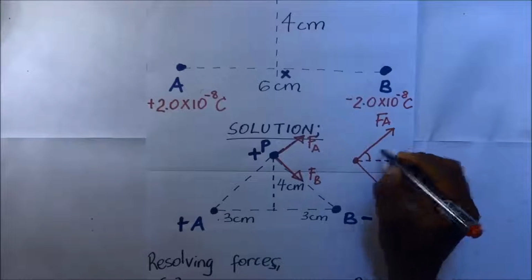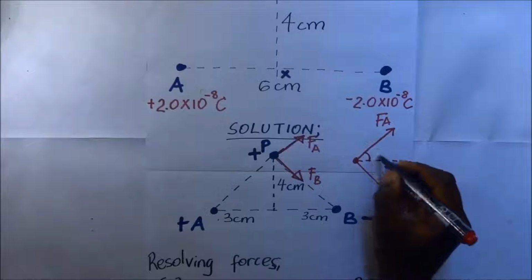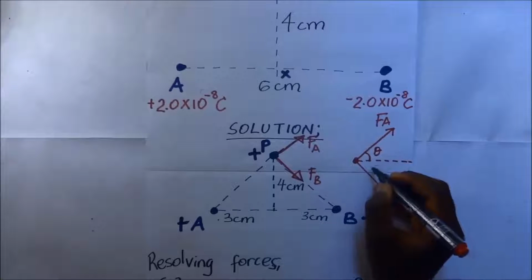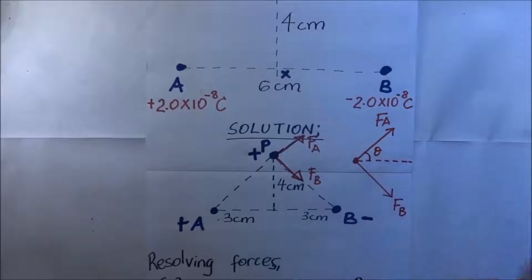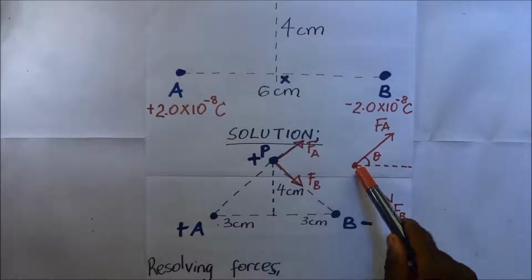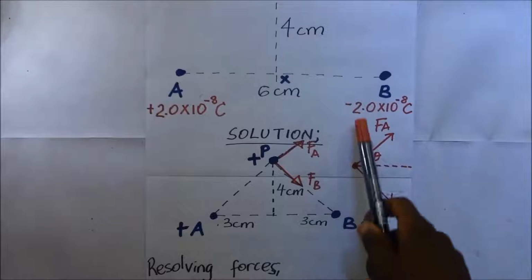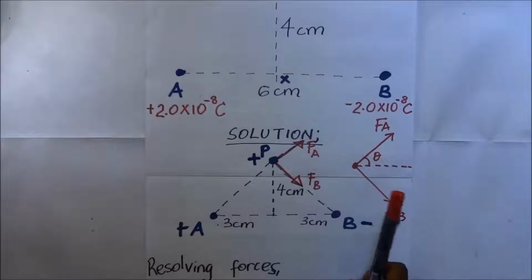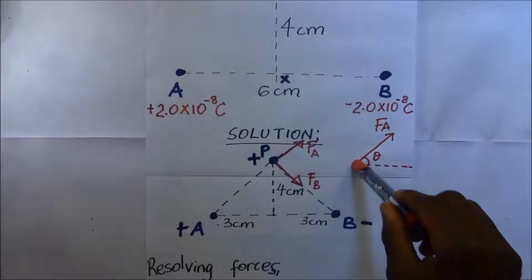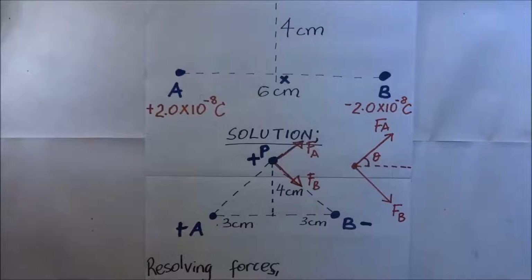This is inclined at an angle to the horizontal. Let's call that angle theta, and let's also call this theta. So to find the resultant force on P, you are supposed to resolve the forces due to this point, both horizontally and vertically. After resolving those forces, we're able to find the resultant force that is acting on that point P.